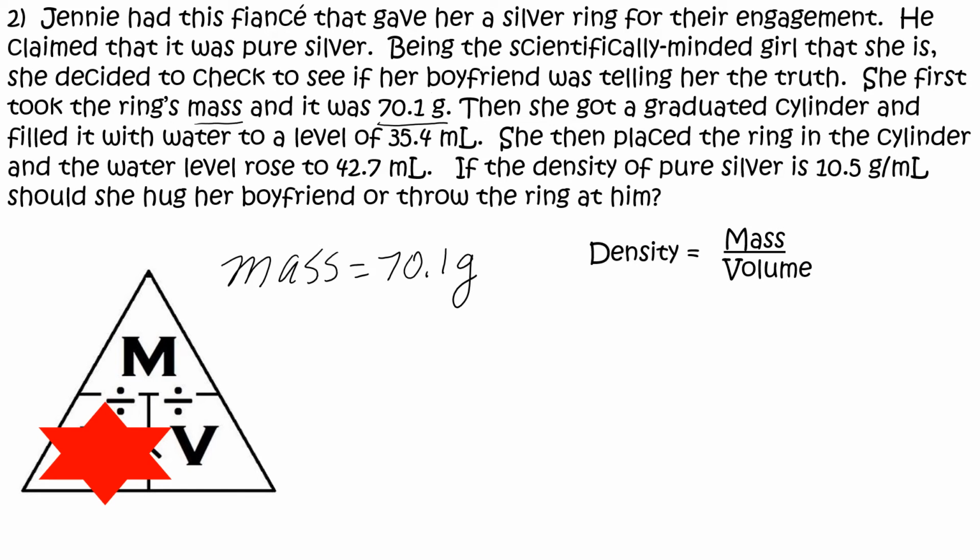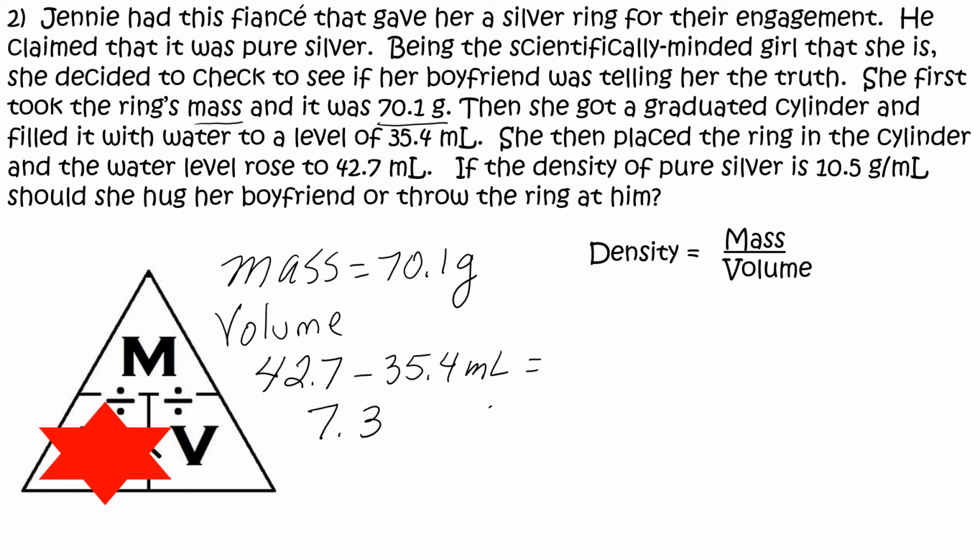The next thing we need is volume. Well, volume is not 35.4 milliliters, and it's not 42.7 milliliters. What do we want to know with the water? We don't want the water. That's the level of the water. Volume is space. It's the space that that ring takes up. The space that that ring takes up, remember doing this, is 42.7 minus 35.4 milliliters. So if I take those and subtract, I get 7.3 milliliters. Now I have what I need. I have the mass and I have the volume.